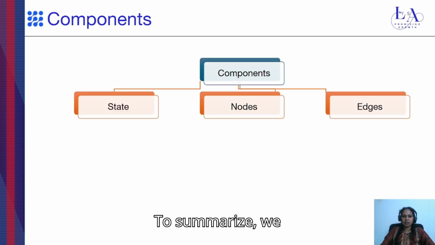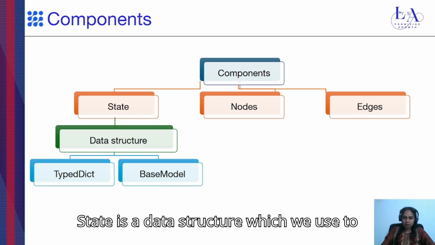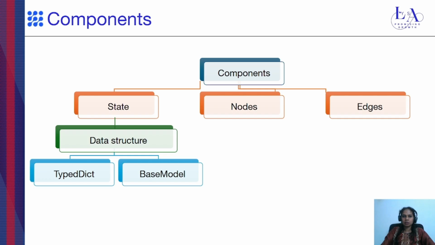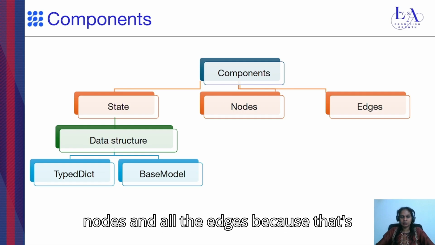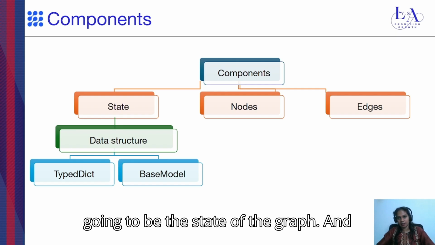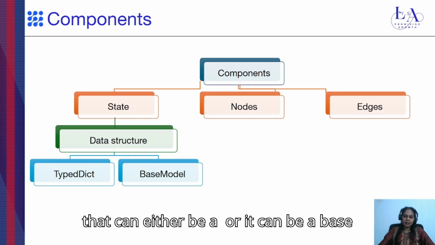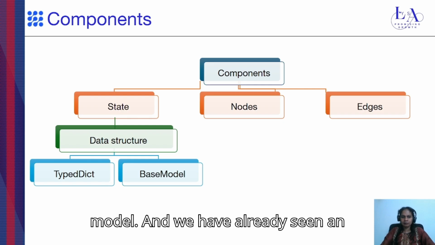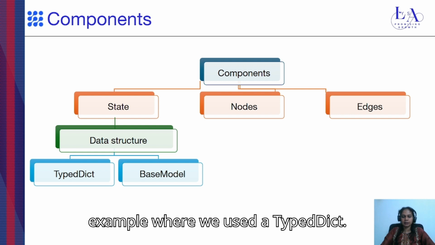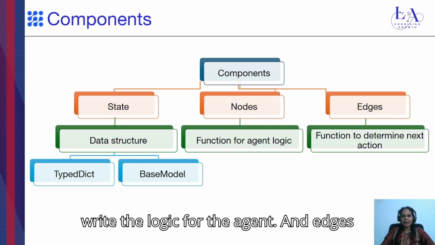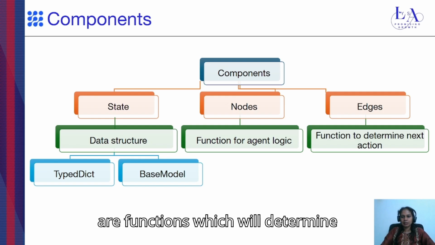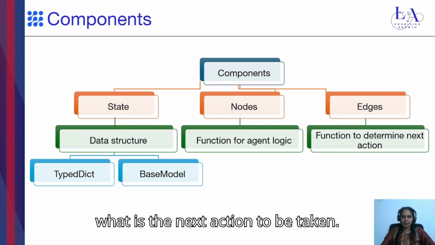To summarize, we have state, nodes, and edges. State is a data structure which we use to say what should be the schema of the data stored in the graph, which is going to be used by all the nodes and all the edges, because that's going to be the state of the graph. And that can either be a TypedDict or it can be a BaseModel. We have already seen an example where we used a TypedDict. Nodes are just functions in which we write the logic for the agent. And edges are functions which will determine what is the next action to be taken.